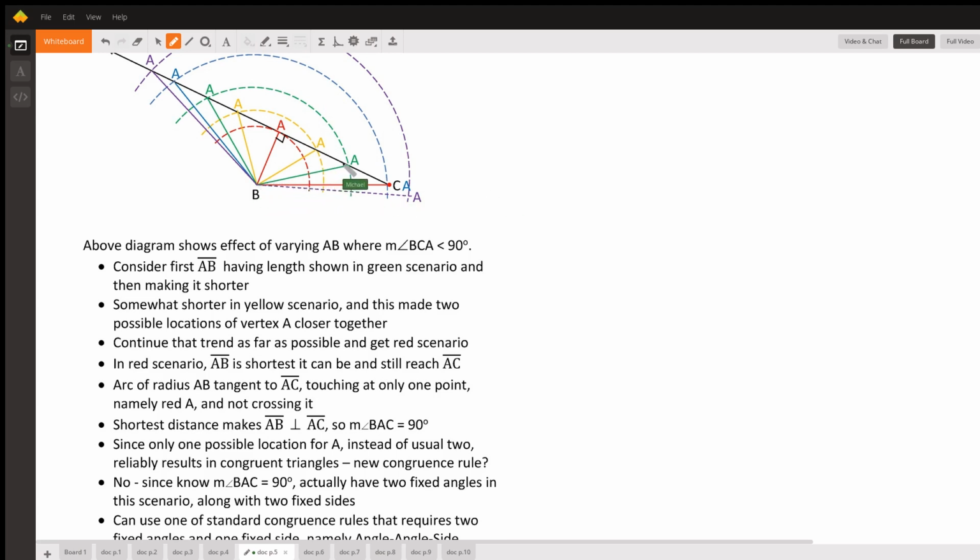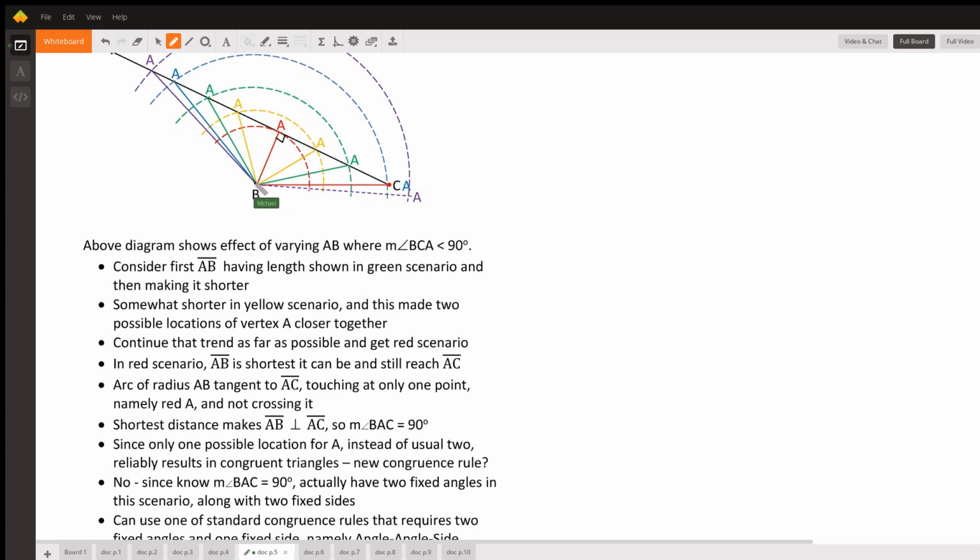First, let's start by considering that the length of that first fixed side, not next to the fixed angle, is the green scenario here. That's like what we've seen. We can get this triangle, or we can get that triangle. Now, what happens if we start shortening the length of that fixed side?